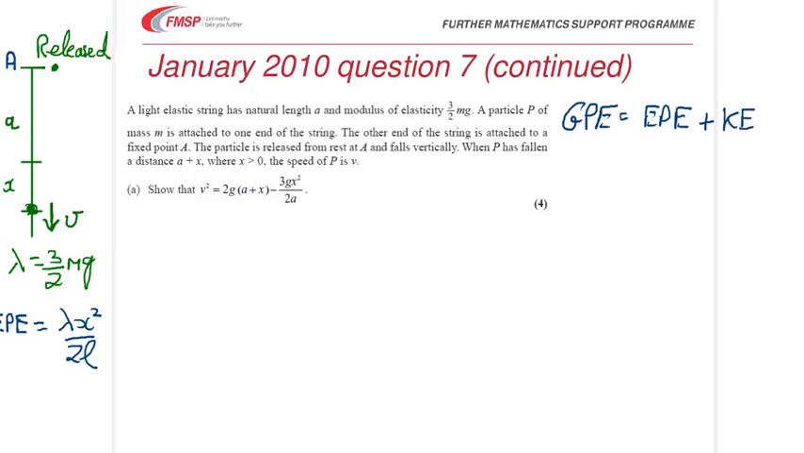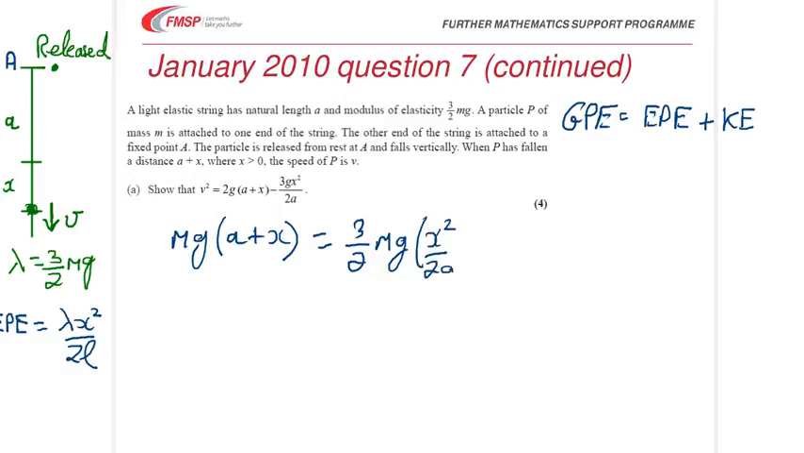So for these 4 marks, all we have to do is put the terms in. The gravitational potential energy at the top is mg(a plus x), that's the height difference, a plus x, is equal to 3 over 2 mg, that's your lambda, x squared over 2a, plus a half mv squared. And that's the energy equation done.